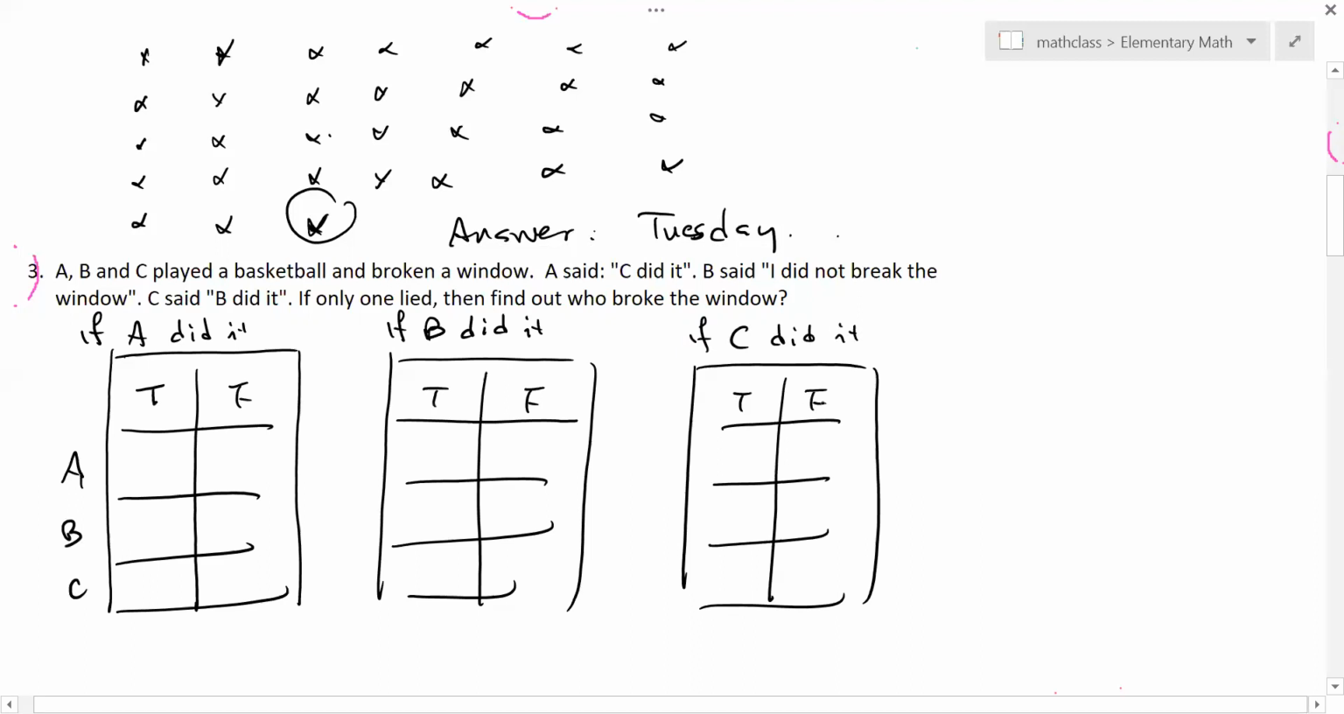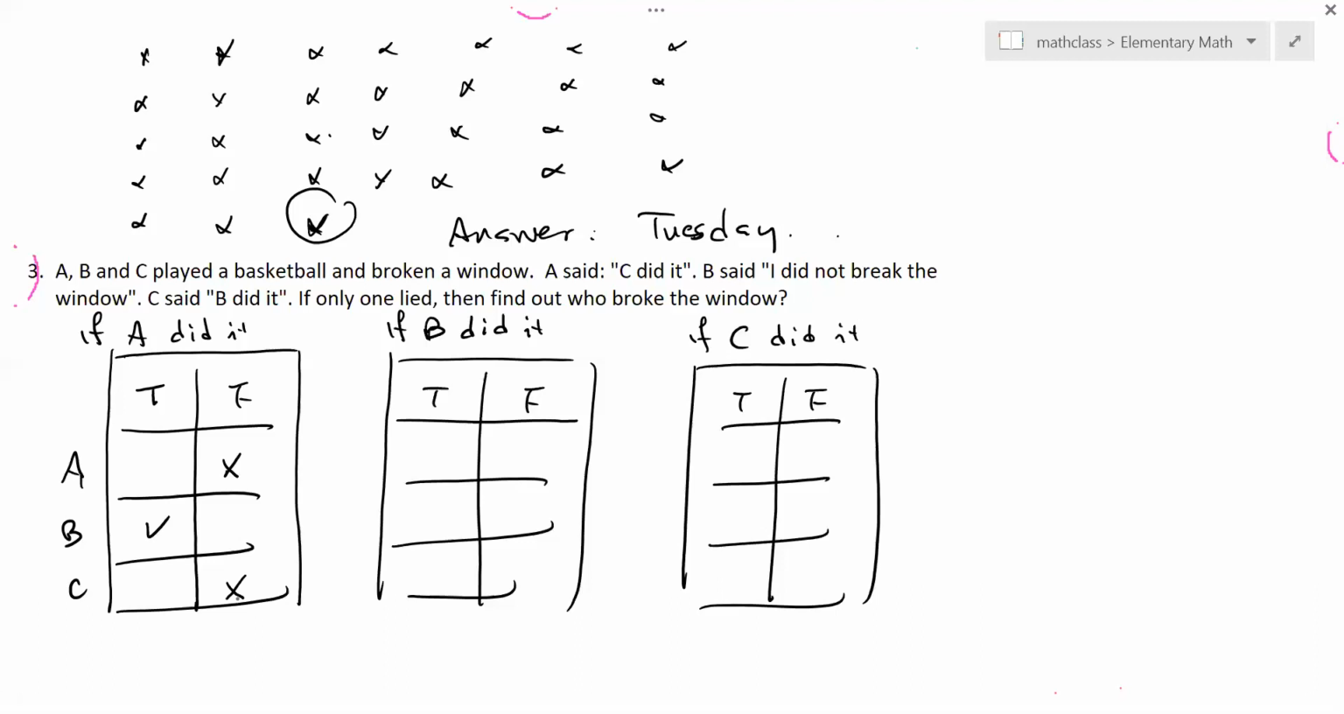All right, so let's look at this chart. So if A did it, then we check each sentence. A says C did it, but actually A did it, right? So C did not do it. So in that case, A lies. And then B said, I did not break the window. I think this is a true statement. And then C said, B did it. It's a false statement, because we already assumed that in this case, A did it.